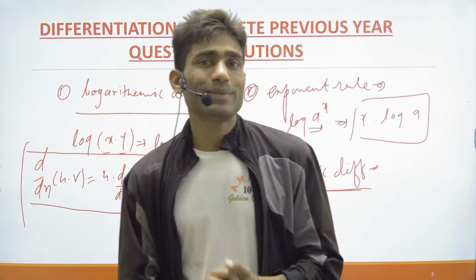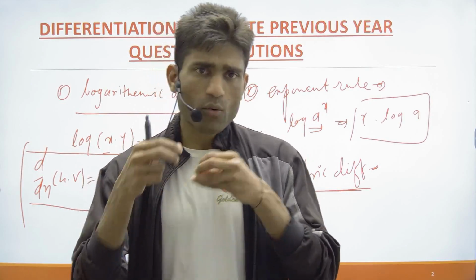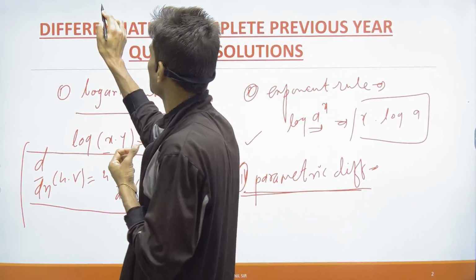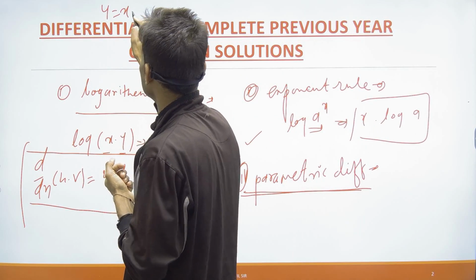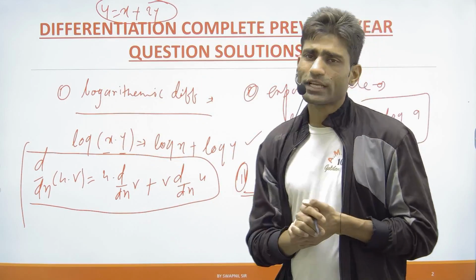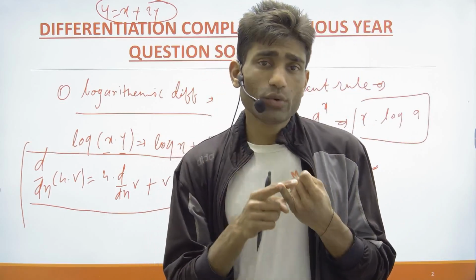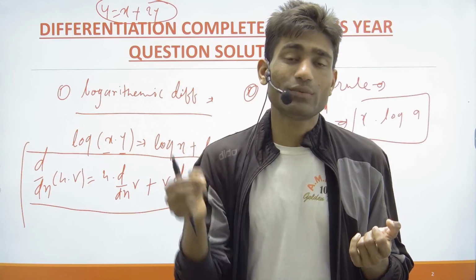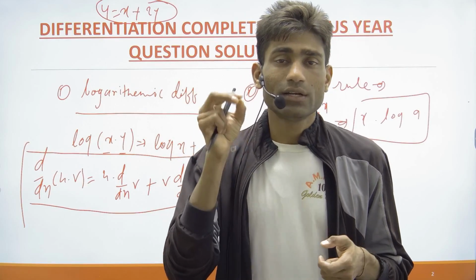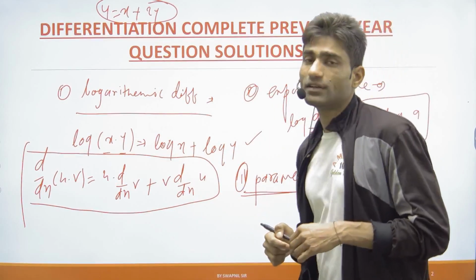Now after that, implicit function differentiation. What is meant by implicit function differentiation? Whenever we have x variable and y variable all coming together, like y equals x plus 2y, we differentiate our function with respect to x. That means the differentiation of x with respect to x gives 1, and we also take the differentiation of y with respect to x, like dy by dx. This comes under implicit function differentiation.